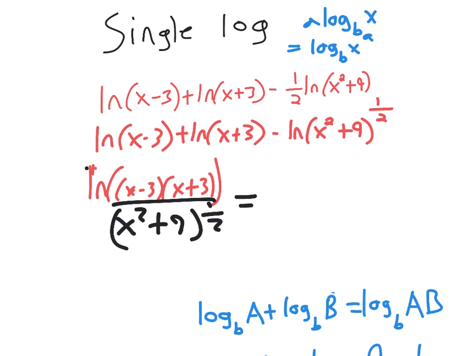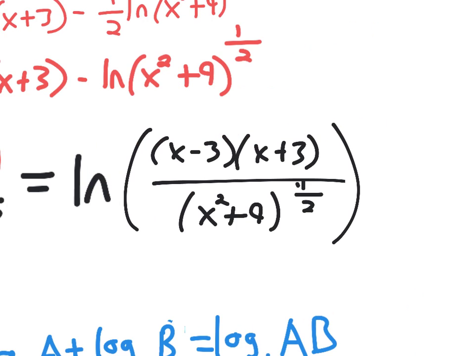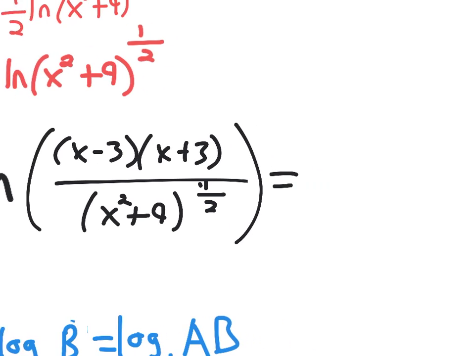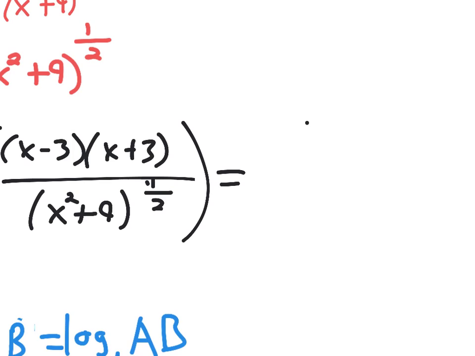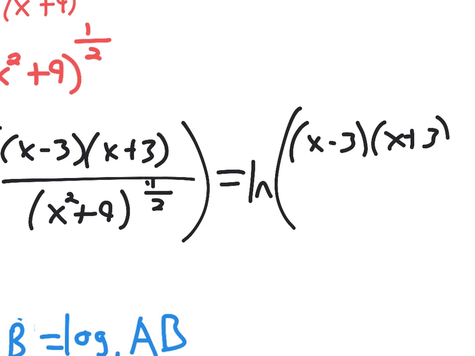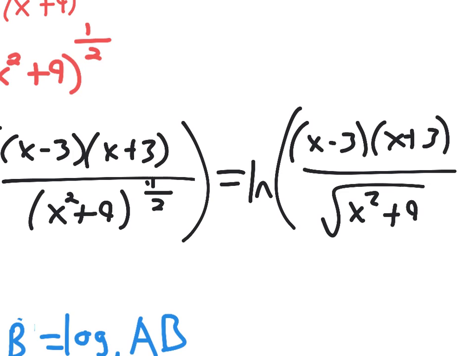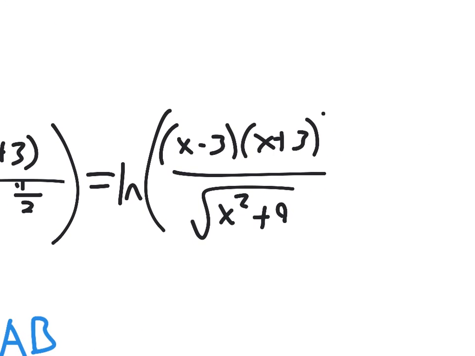This is all being taken a natural log of. Now it says a single logarithm. There's a little simplification we can do though. Well, not really actually, because nothing's going to really cancel out when you try to simplify. You could rewrite this at least as a square root, and in general we try to avoid square roots in the denominator of a fraction. So we're taking the natural log of x minus 3, x plus 3, over the square root of x squared plus 9, because anything to the 1/2 power is the same thing as a square root.